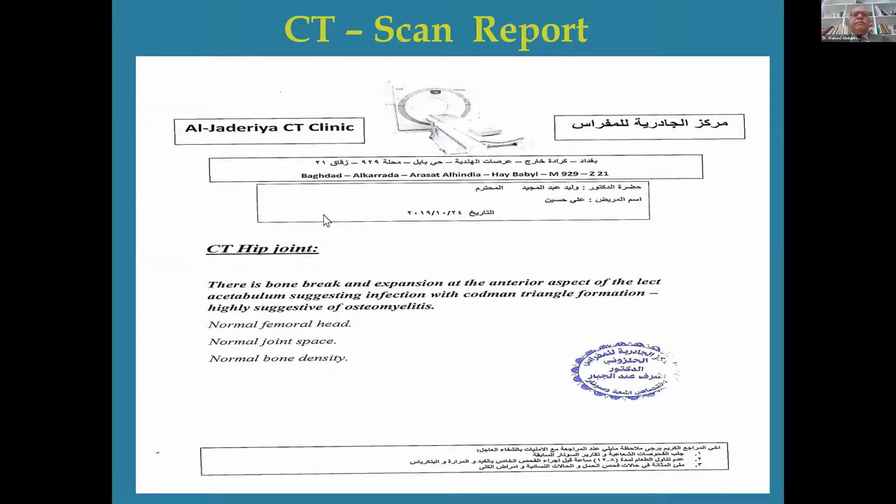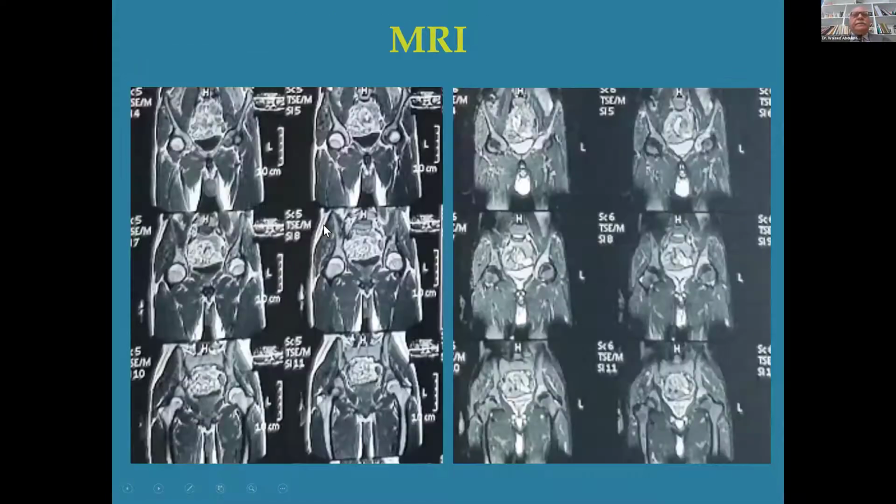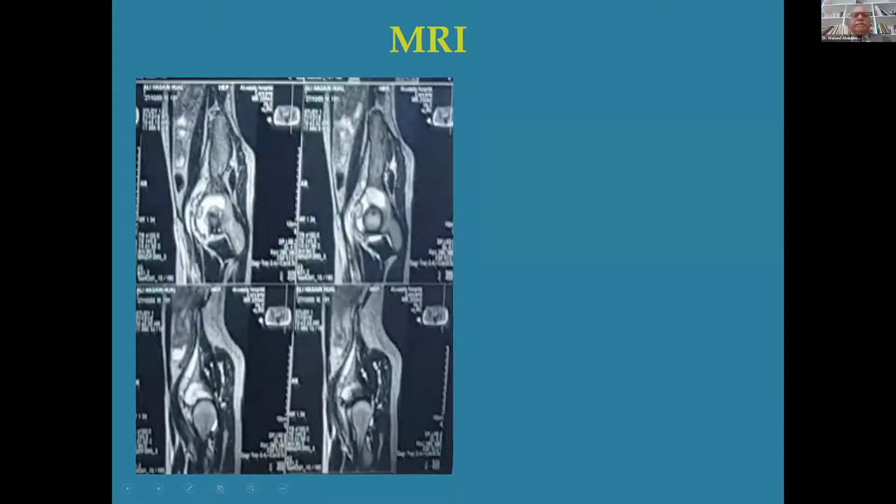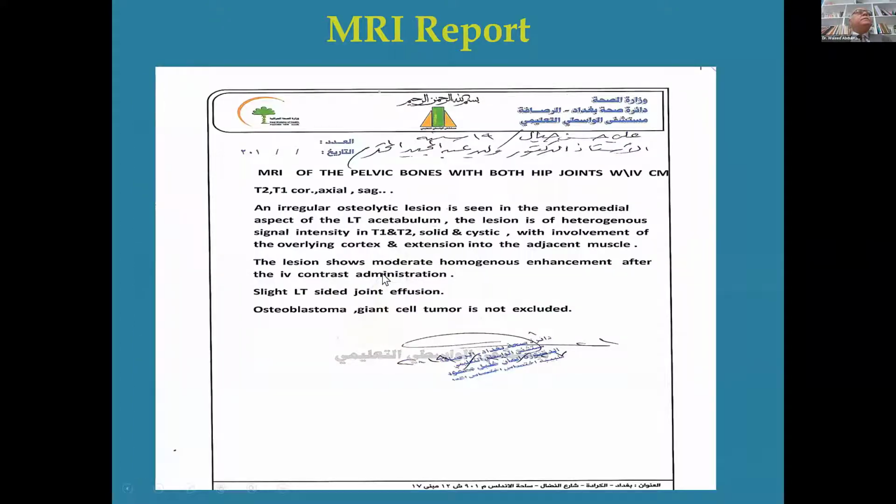Next, please. This is the MRI. The MRI report was in favor of osteoblastoma. Giant cell tumor is not excluded.